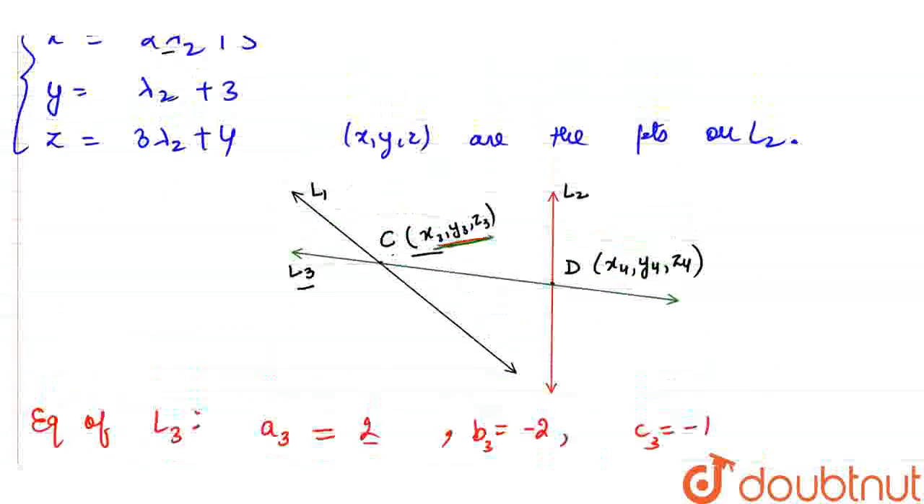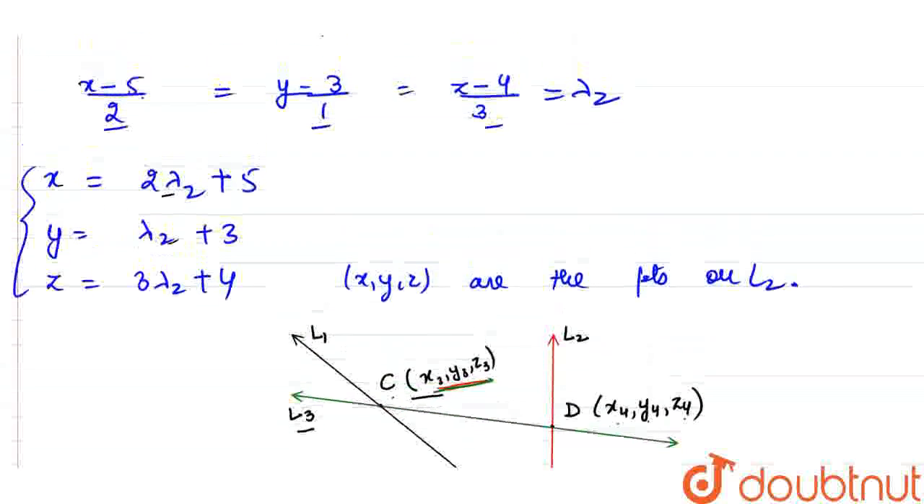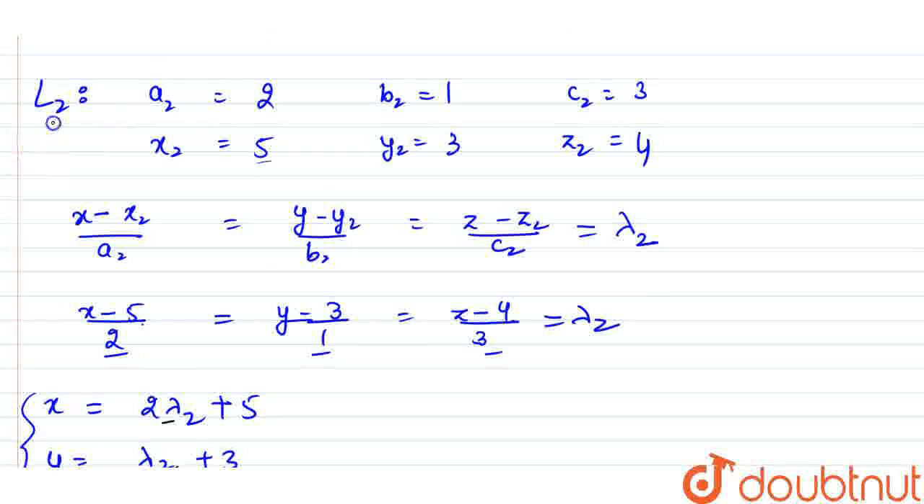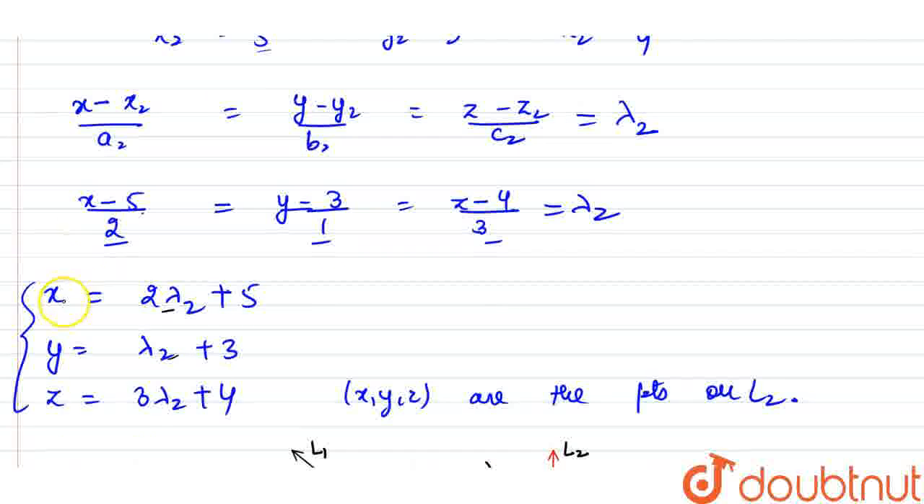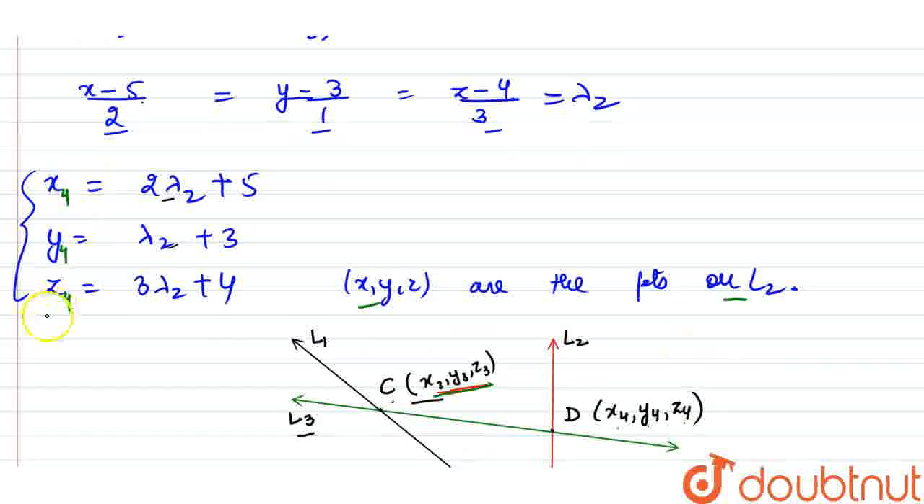Now similarly, since D point (x4, y4, z4) is the common point of the line L2 and the line L3, we can put x4, y4, z4 in the equation of L2. These points are the random points on the line L2, so we can put x4, y4, z4 also here, because they will also satisfy these points.